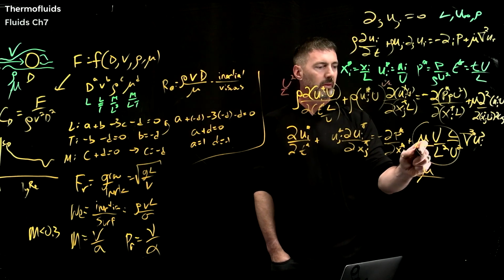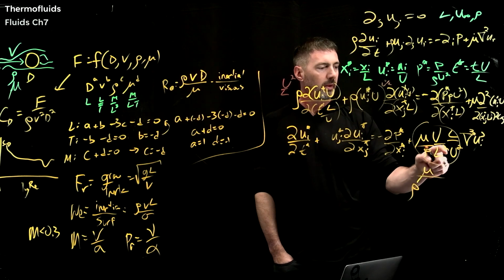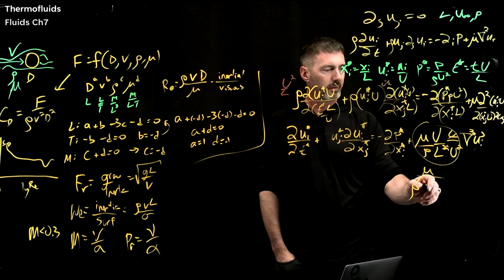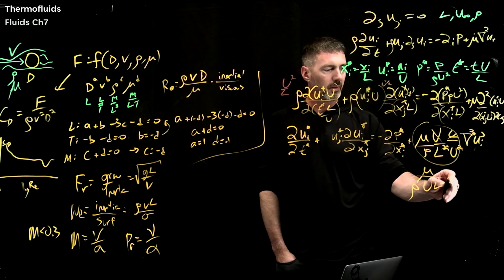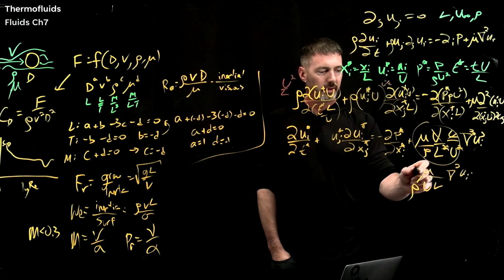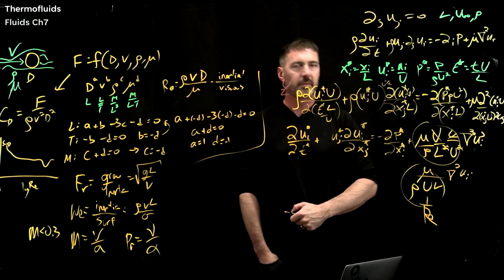Divided by rho, okay, there's rho. So I get a mu over rho. One of those, top L cancels with one of the squares, and top U cancels with that one. So that's a rho U L del squared u_i, which you will then recognize as the Reynolds number. So 1 over Reynolds number.